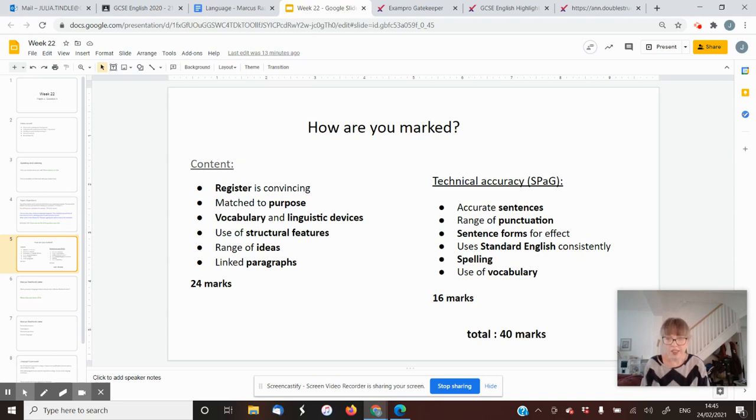And technical accuracy. So are you writing correct sentences? Are you using a range of punctuation? Are you using different sentence forms? Are you using long sentences or short sentences for effect? Uses standard English consistently. How's your grammar? And spelling, and again, your use of vocabulary. So it's the same split of 24 and 16, which makes a total of 40 marks for question 5.